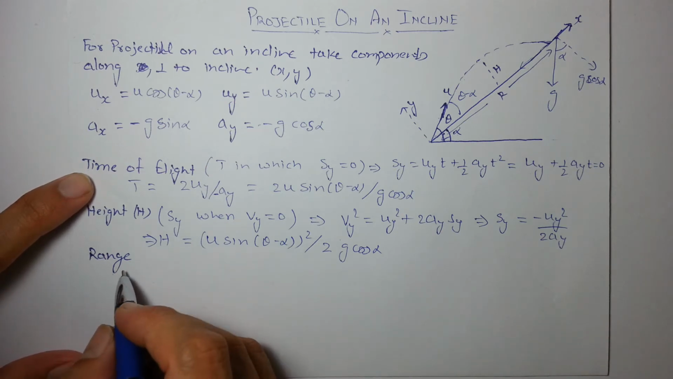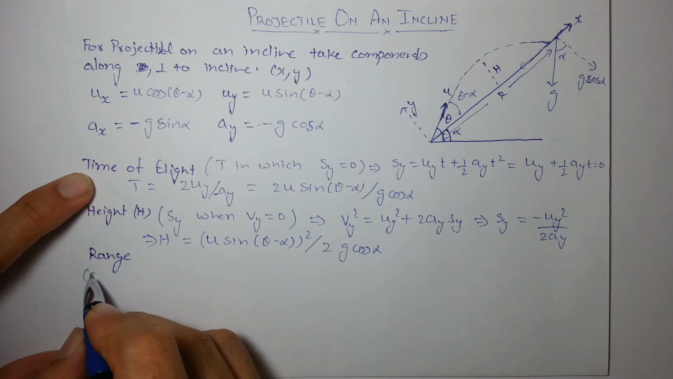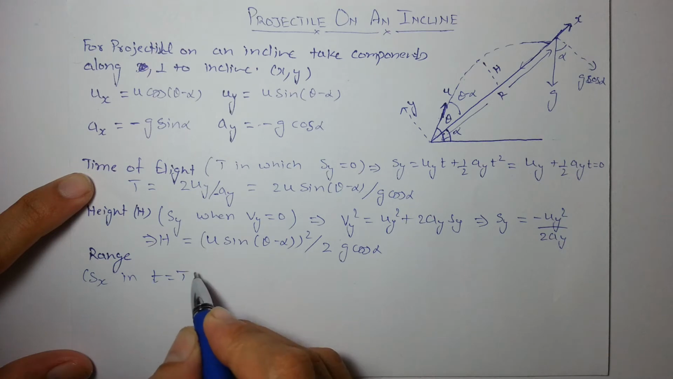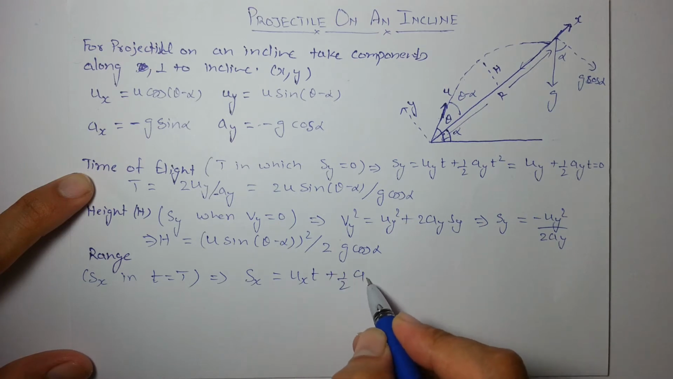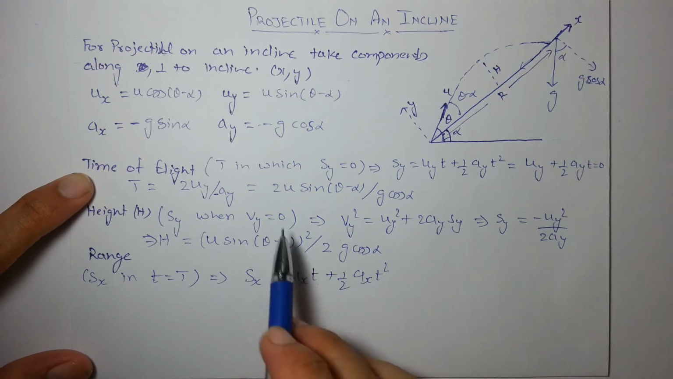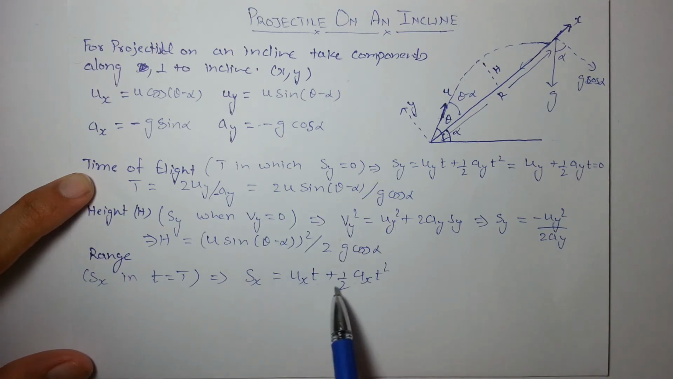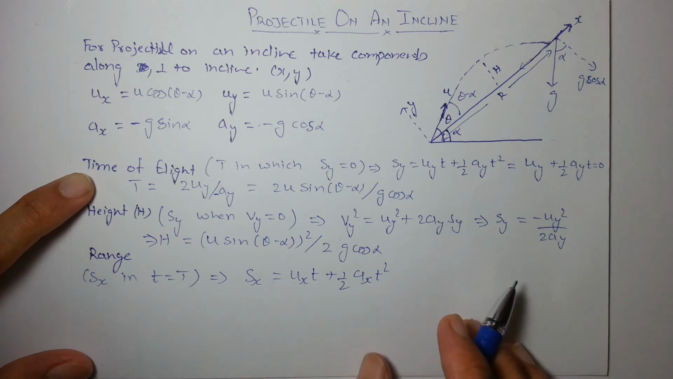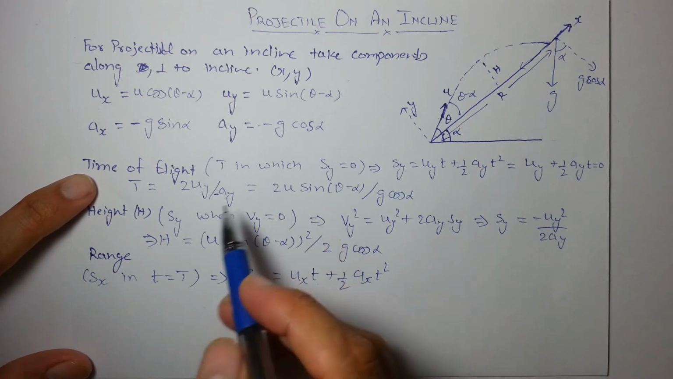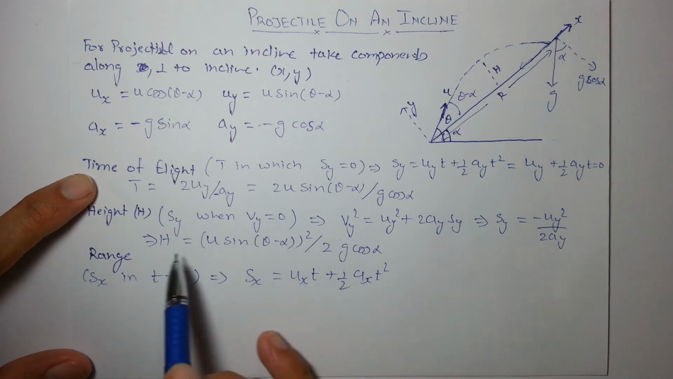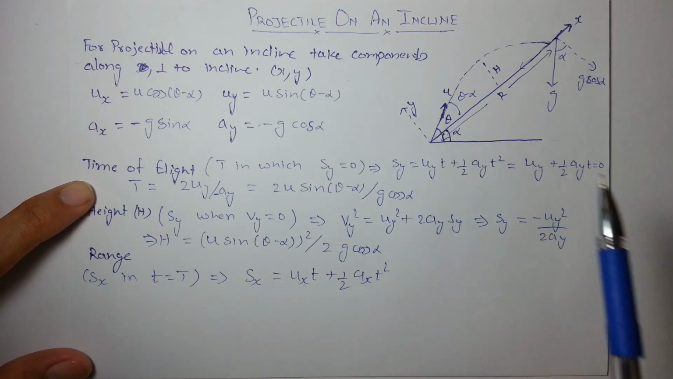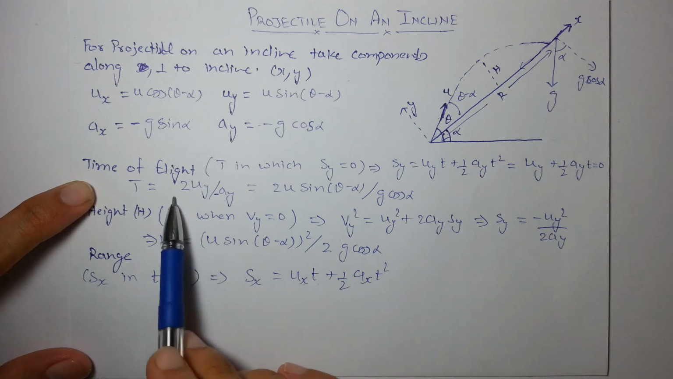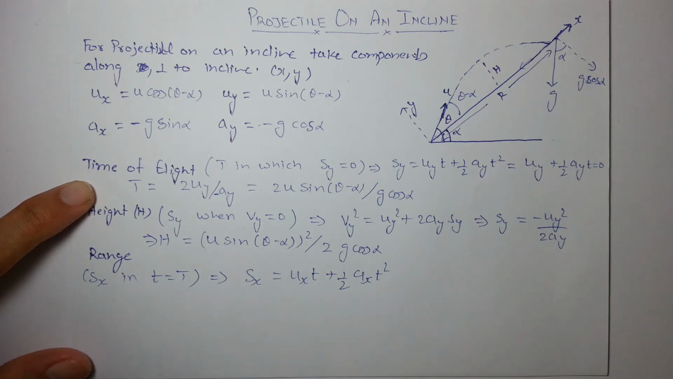What about range? Range is nothing but sx in time equal to the time of flight. So use sx is equal to ux t plus half ax t square. Put the values of ux and time of flight in this to get the expression for range. The expression of range is, I should say, complex, so you need not remember it, just you should know how you can get those values. The only concept is you have to take components along and perpendicular to the incline, then solve using the equations in the particular direction, and you will get all the answers.